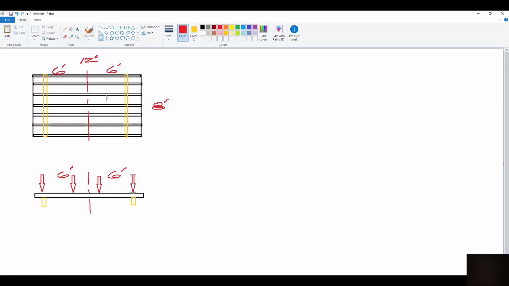So there's our calculation. And this 6 feet has a very specific term. It's called the supported length. The supported length is the amount of weight that is supported by the beam. And the supported length is part of the calculations when we look at charts and how it actually works.